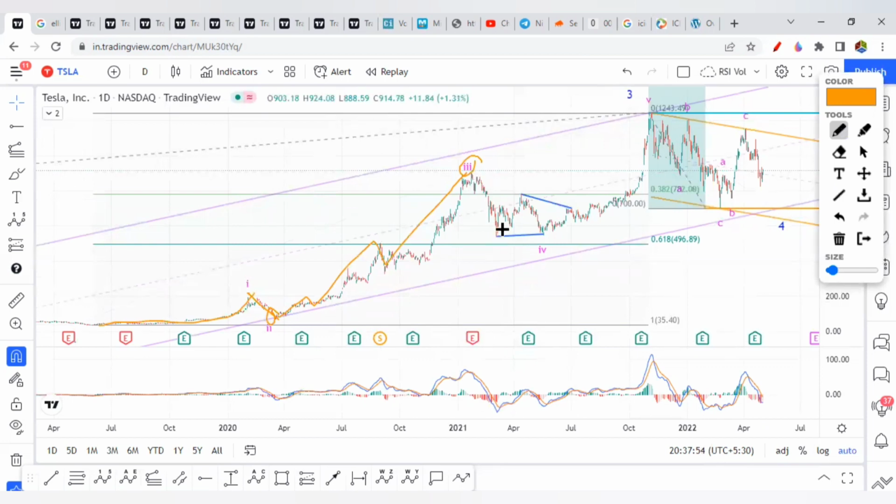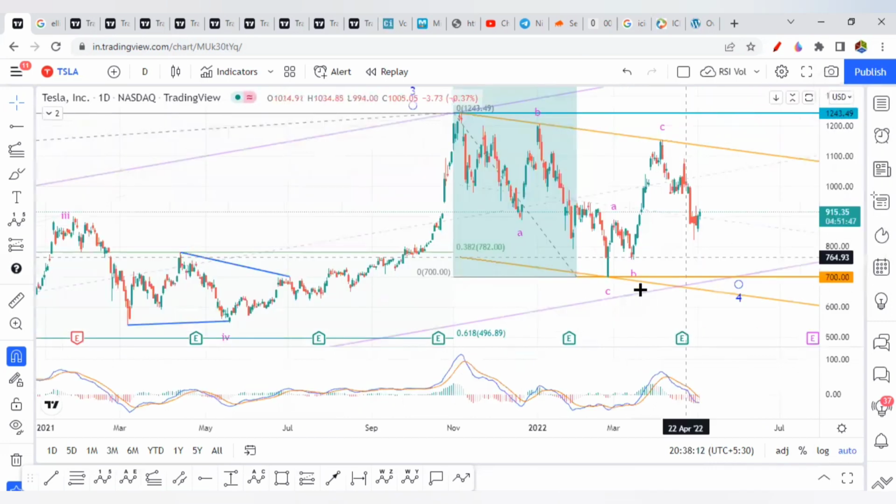After that, it consolidated in the form of a triangle. Okay, so triangle has A, B, C, D, and E moves. Okay, so this is how it looked, and this is the fifth wave of lower degree. Here it completed third wave, and now it's in the consolidation phase. So let's understand what is happening here.